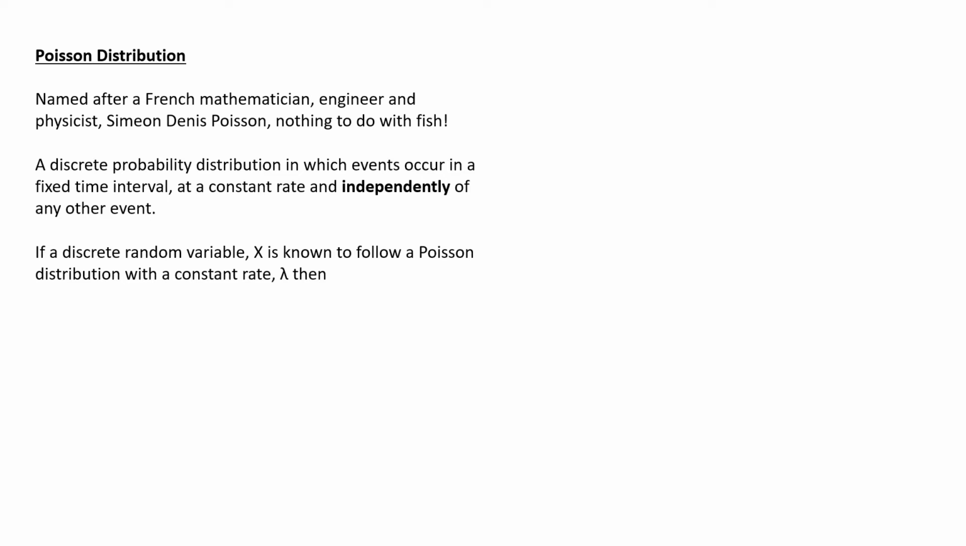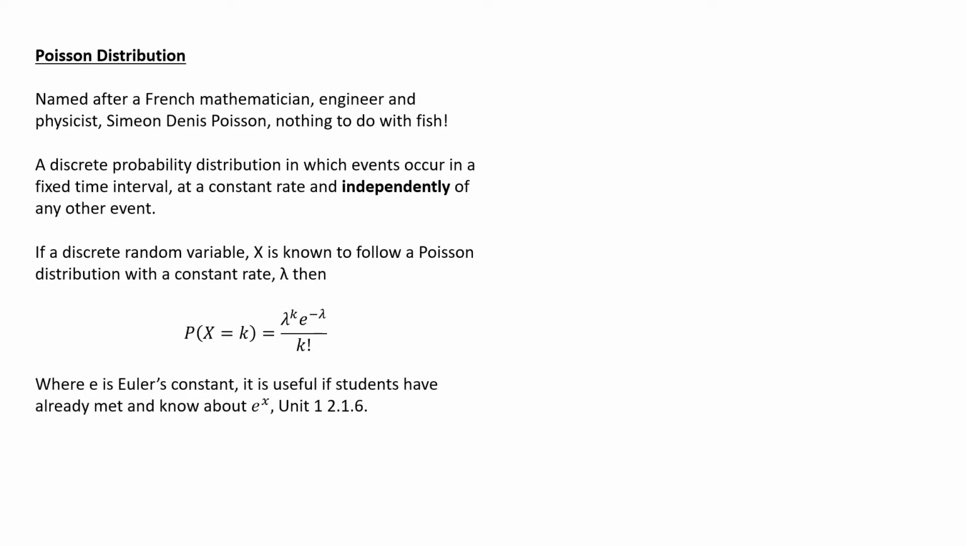So typical notation: for a discrete random variable, frequently we'll use x for any random variable, whether it's discrete or continuous. If this is a Poisson distribution with a constant rate of lambda, then the probability that x takes a particular value k is given by lambda to the k, e to the minus lambda, over k factorial. And you'll see various versions of this, but it is one thing that students will need to know, and it's one thing they need to demonstrate.